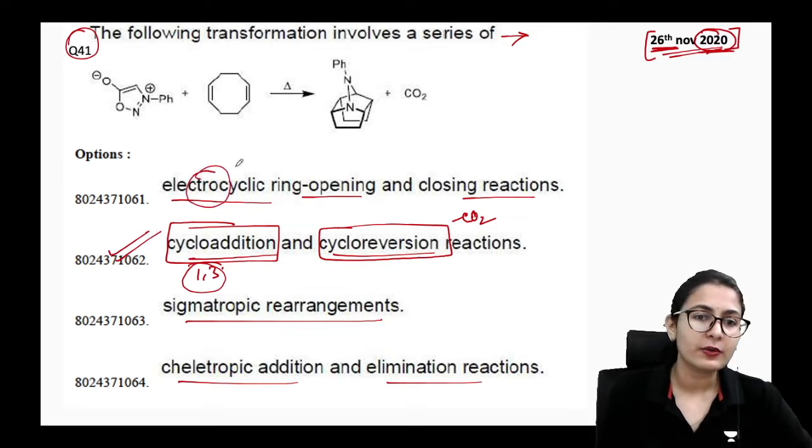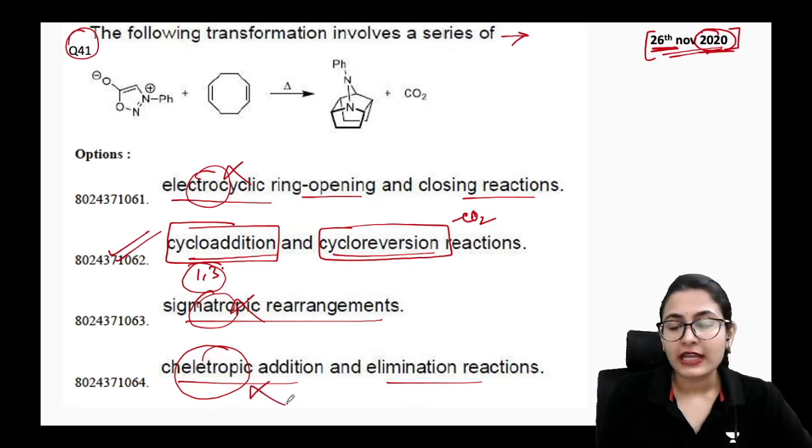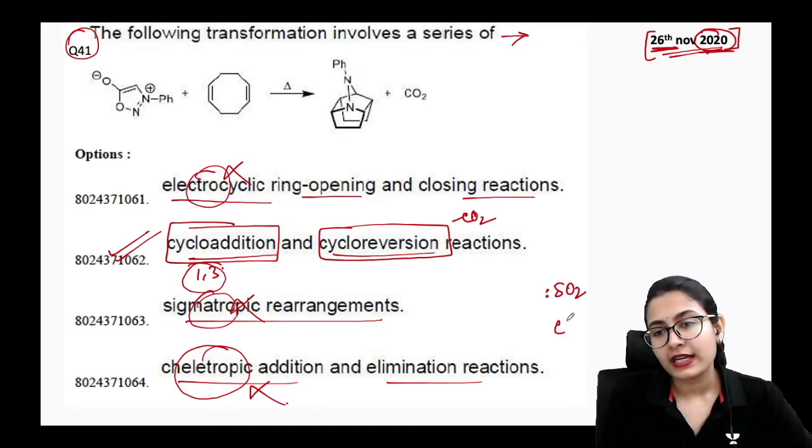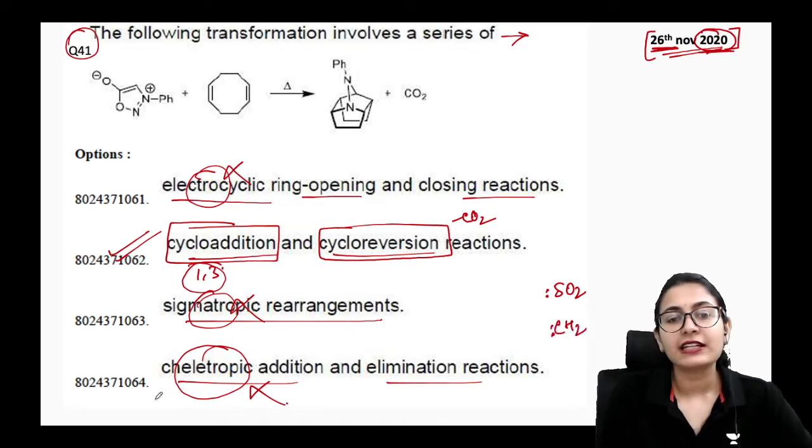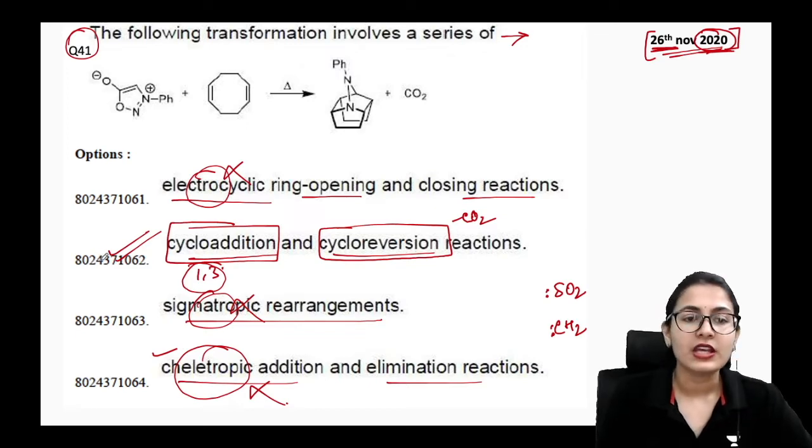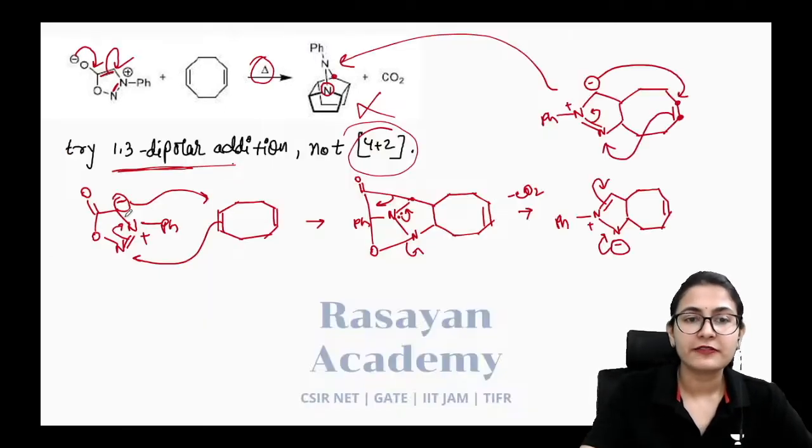Why? Because we are not doing electrocyclic, not sigmatropic. Cheletropic addition is not happening when you add something like SO2. Okay, when you're adding SO2 or you're adding a carbene like this, then it classifies as a cheletropic reaction, not 1,3 dipolar addition. So B is the correct answer for this question, guys.